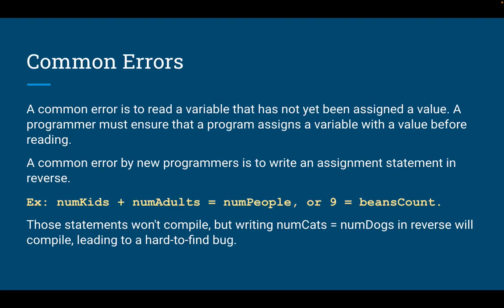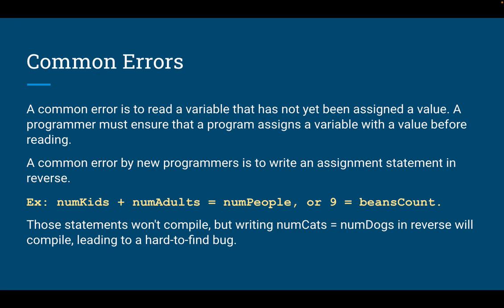Some common errors that you need to keep in mind. We just talked about this, that it's always left assignment. Inevitably, someone will try to do it in reverse. They'll say, well, numKids plus numAdults equals numPeople. You can't write it that way in Java. You have to write it where you say the variable that you're going to assign to first. So in this case, it would be what?